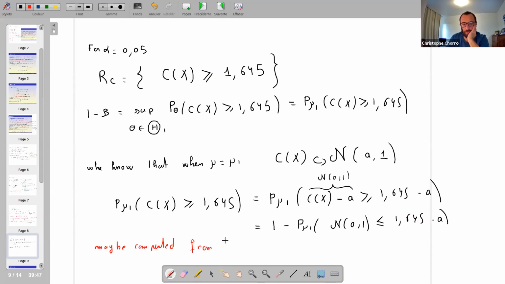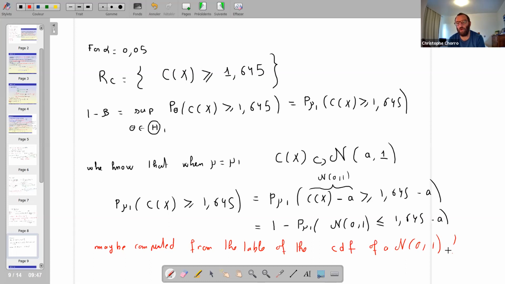And it means that from the table, this one may be computed from the table of the cumulative distribution function of N(0,1). So I can do everything explicitly here. I can do everything explicitly. So if I fix a level, I obtain my precise critical region here. And then, if I obtain it, I can see what happened for the power of the test here.